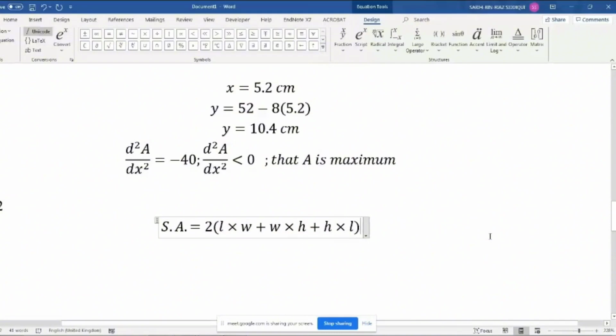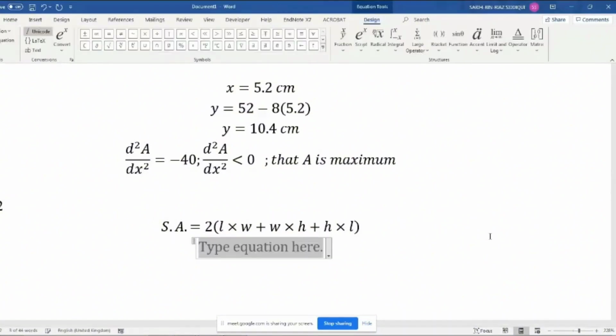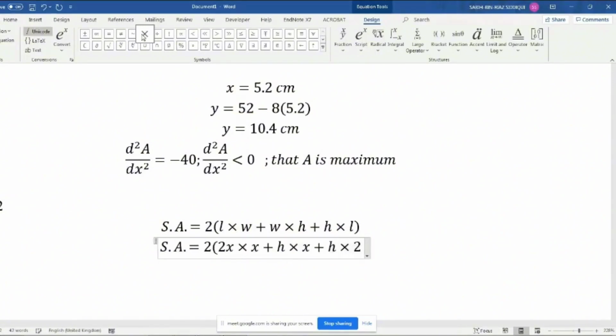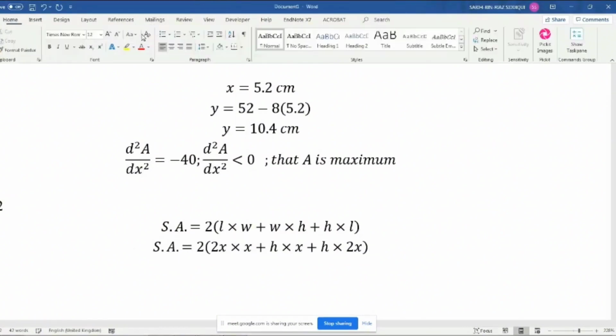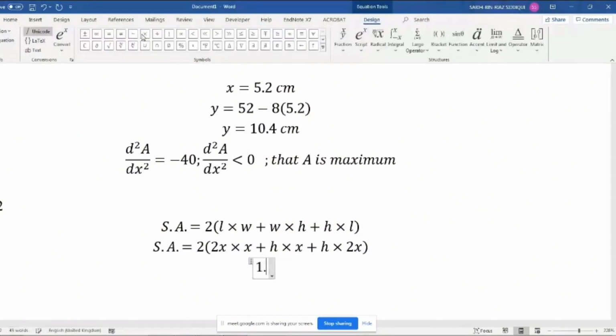So in this particular question, I have the dimensions. I'm not concerned with what's height and what's the width because it doesn't matter much. I have 2x multiplied by x, plus h multiplied by x, plus h multiplied by 2x, right? So these are the 3 dimensions that I have, and my surface area is equal to 1.08. The question says so.